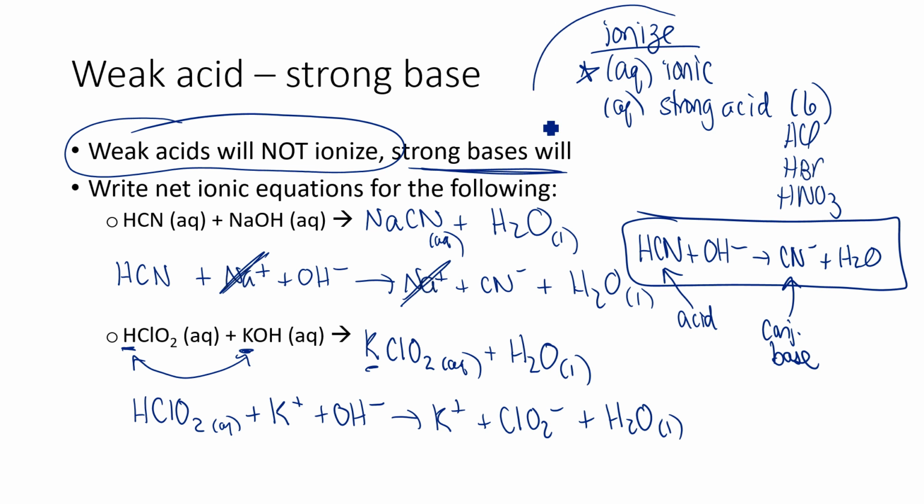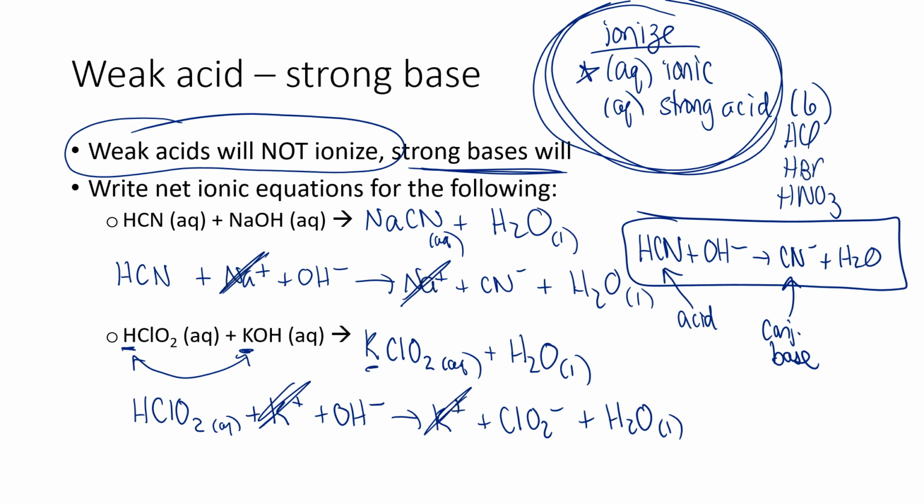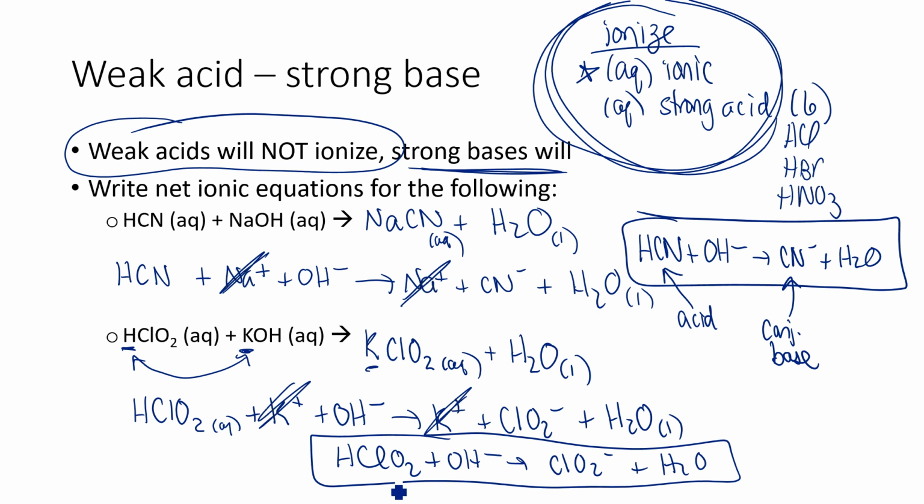So just remember, again, these are the only two categories of things that will ionize. Aqueous ionic compounds, aqueous strong acids. All right, so when I do that, I will notice that I only have one spectator. There you go. So what's left is HClO2 plus OH minus, make ClO2 minus and H2O. And again, we'll see a pattern here. This right here is an acid, and the product of this reaction, one of the products along with water, is the conjugate base of that acid.